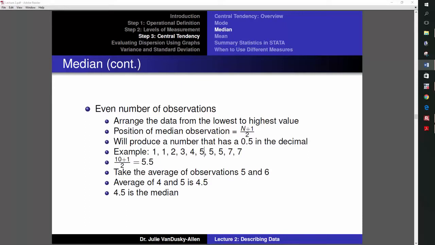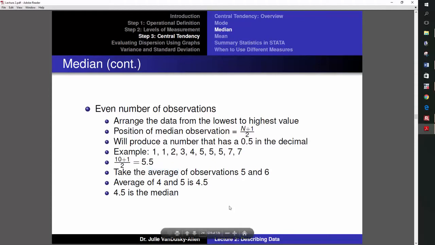For example, if you had a variable with 10 observations, like this one here, 10 plus 1 divided by 2 is 5.5. But there is no 5.5 observation. So what you do is take the average of the observations below and above this number. So in this variable, you would take the average of observations 5 and 6. Observation 5 took a value of 4, and observation 6 took a value of 5. The average of 4 and 5 is 4.5. 4.5 is the median. In the next slide, I will discuss in more detail how to calculate the average.